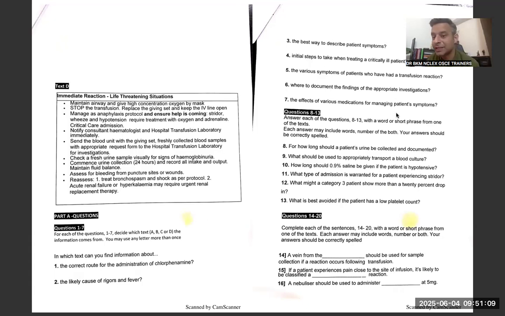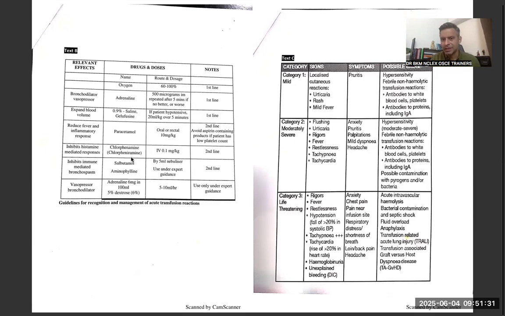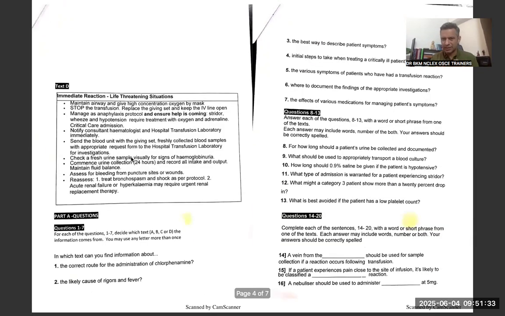The effect of the various medications for managing patient symptoms. Effect of various medications. This B. Effect of various medication, there must be some effect. Hyposensitive or this. But medications are given over here. There are no medications given over here. So at last, medications are given over here. These are the only medications. Now, by chance, this was looking difficult, but little easier.